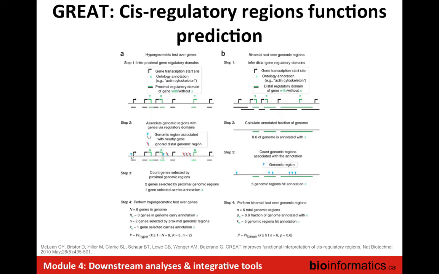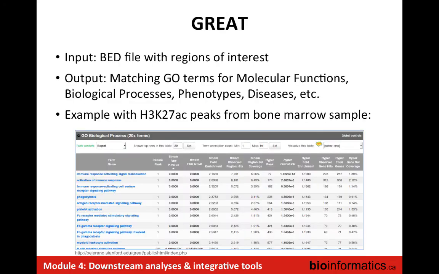This is describing two methods that you can be using to identify descriptors. So for the input of GREAT, you give it a bed file with the region of interest. The output will be the matching gene ontology terms, such as molecular function, biological processes, phenotypes, diseases, and so on. You'll get one table for each of these categories, with the top ranked in order of matching score, the top one being the most potentially interesting. Of course, look at the scores before determining that this gene ontology is really describing your data set.